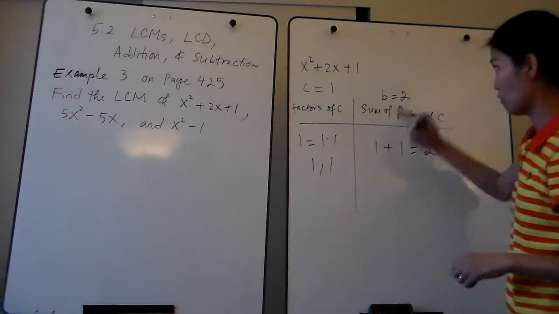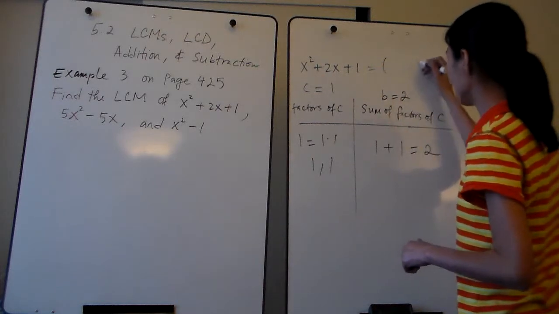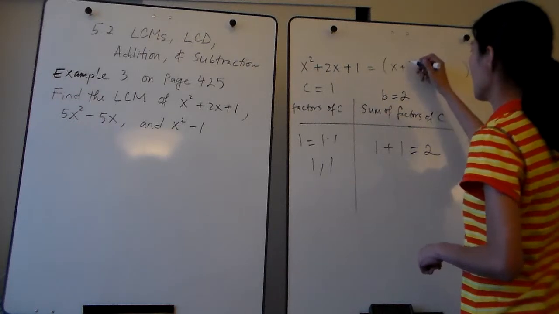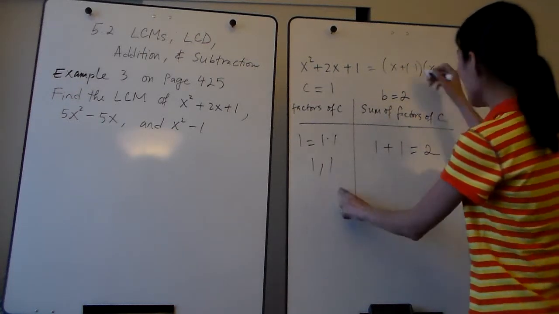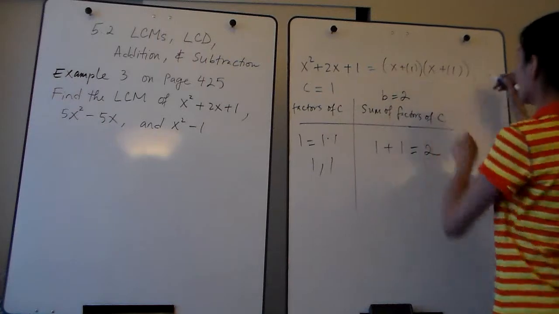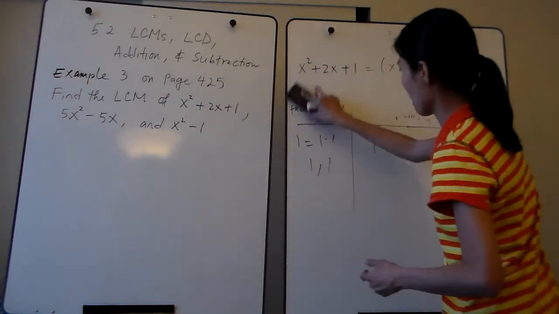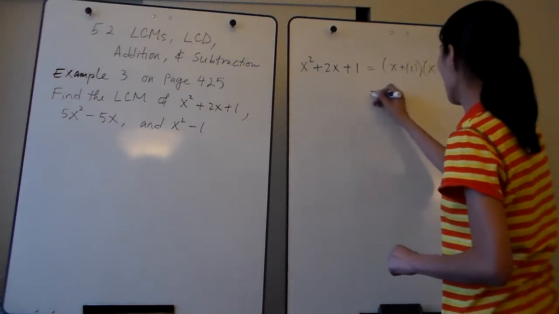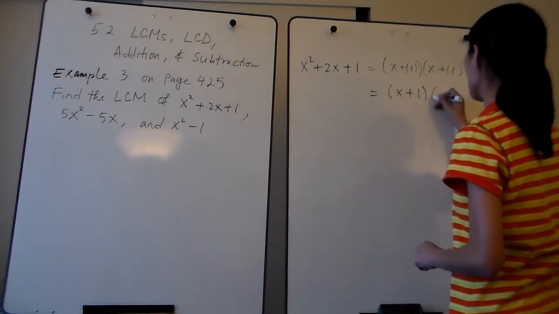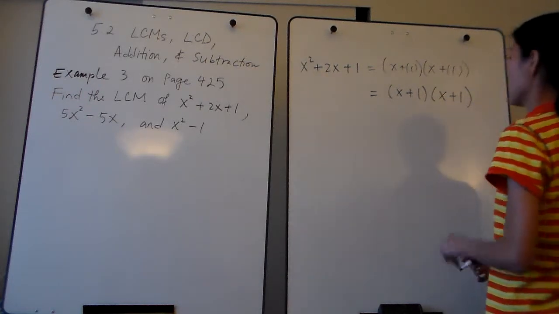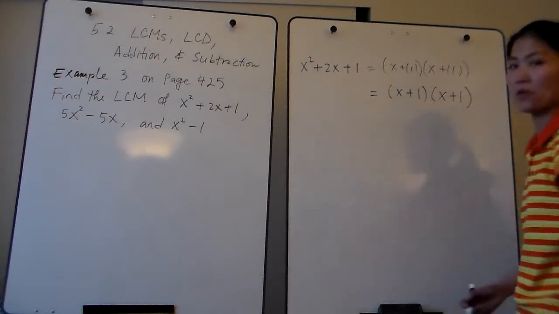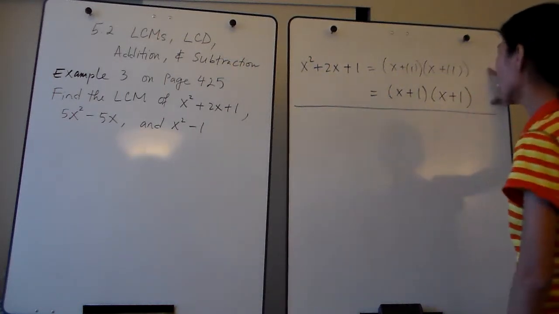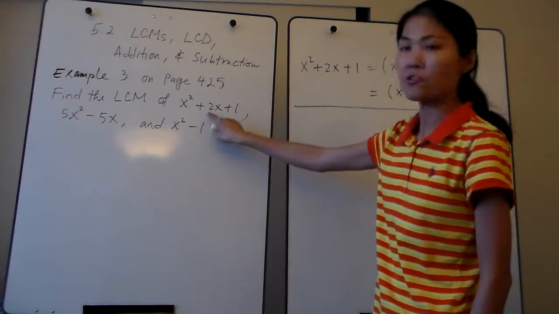So you know that the factorization of this trinomial is x plus, filling in the factors we have, 1, 1. Simplify, and you have x plus 1 times x plus 1. These are the two factors of this trinomial. So we're done with factoring the first expression.